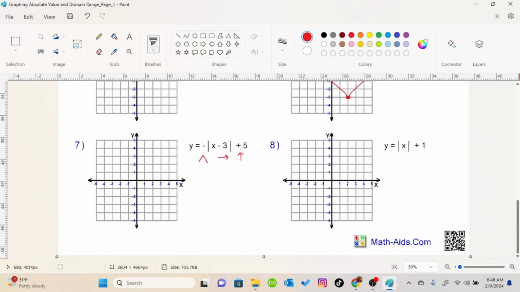So we start at the origin. We go right 3, up 5, and plot the vertex. And this one opens downward. So we draw the sides going down.